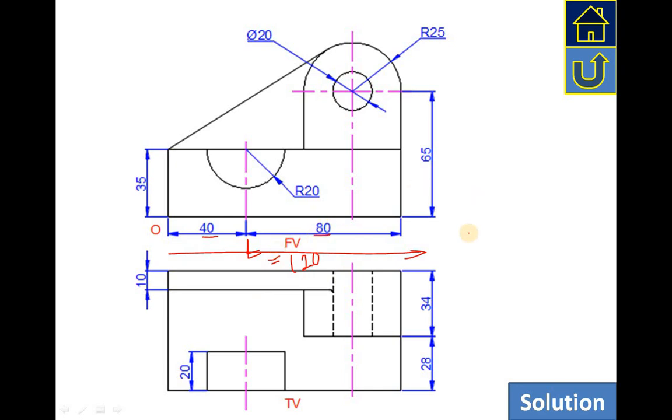Then you get the height, that is the maximum height, in the front view only. If you see, this is the maximum height, and this is 65 up to the center line from the base, and from there it is this semicircular portion of radius 25. So 65 plus 25, that height becomes 90.